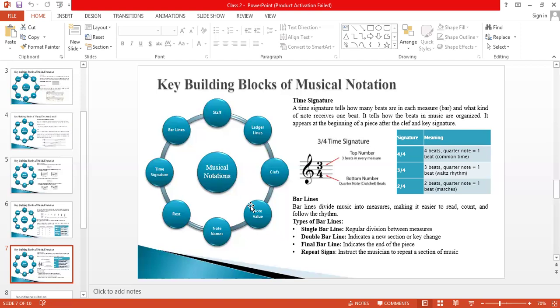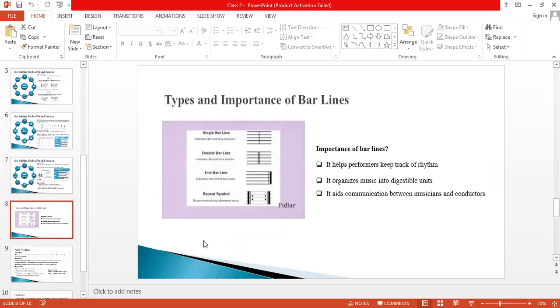The double line indicates a new section or key change. The final bar line indicates the end of the piece, and the repeat sign instructs the musician to repeat a section of the music. And these are the types of bar lines that we have: the single bar line, the double bar line, the end bar line, and the repeat symbol.